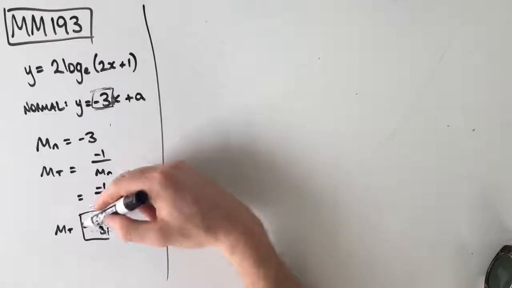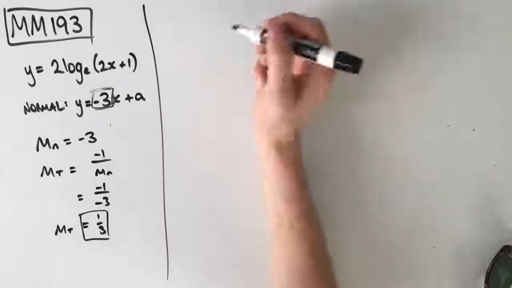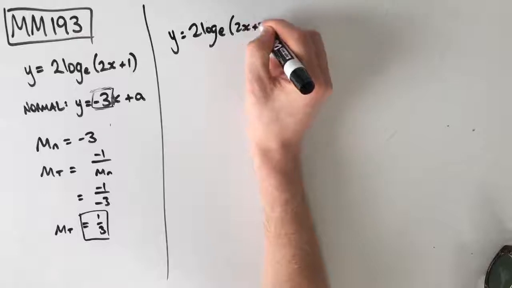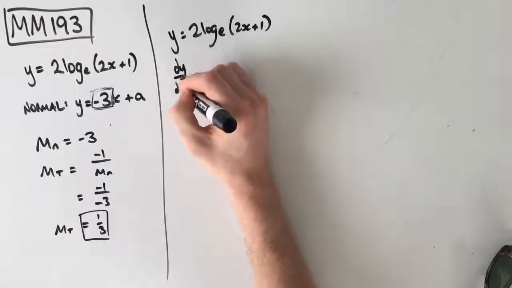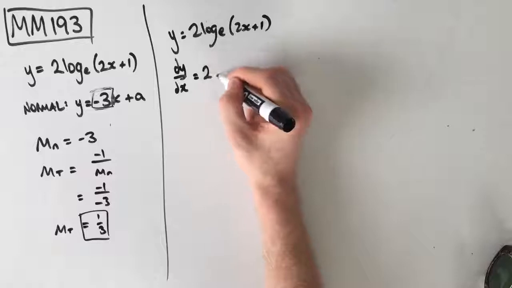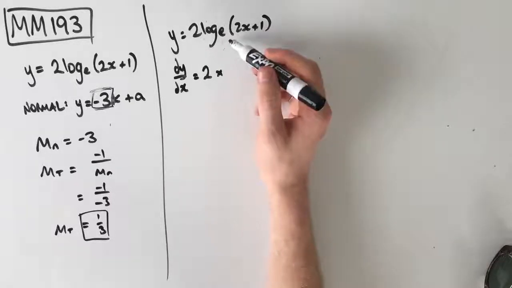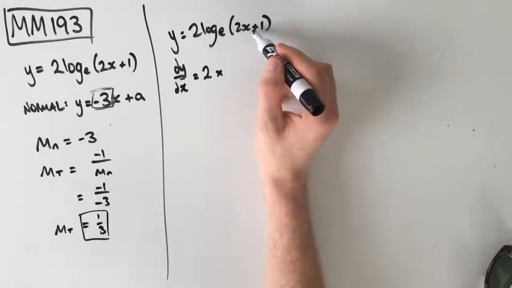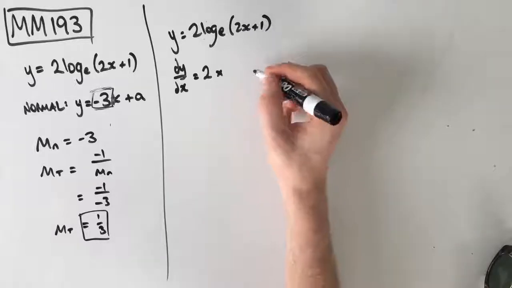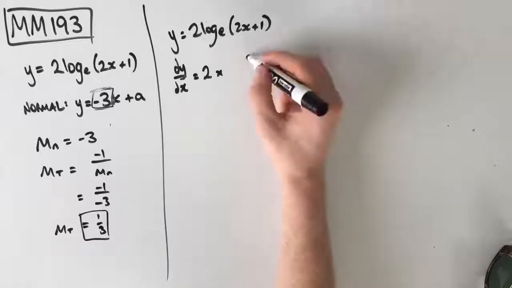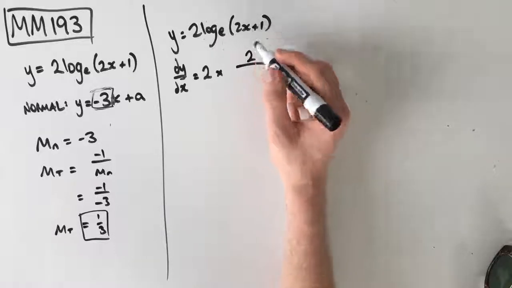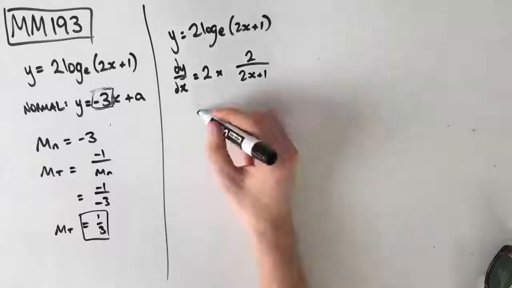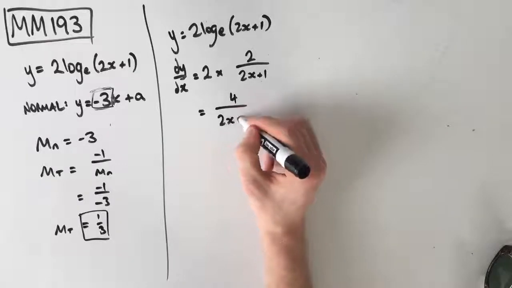So we need to equate our gradient with our derivative, right? So we know that y is equal to 2 log e of 2x plus 1, and our derivative is equal to 2 times, and this is a shortcut for our logs, the derivative of the inside function over this function. So our derivative of 2x plus 1 is 2, so we put a 2 on the top, and then we just put that straight back on the bottom. So we get 2 times 2 over 2x plus 1, which gives us 4 over 2x plus 1.